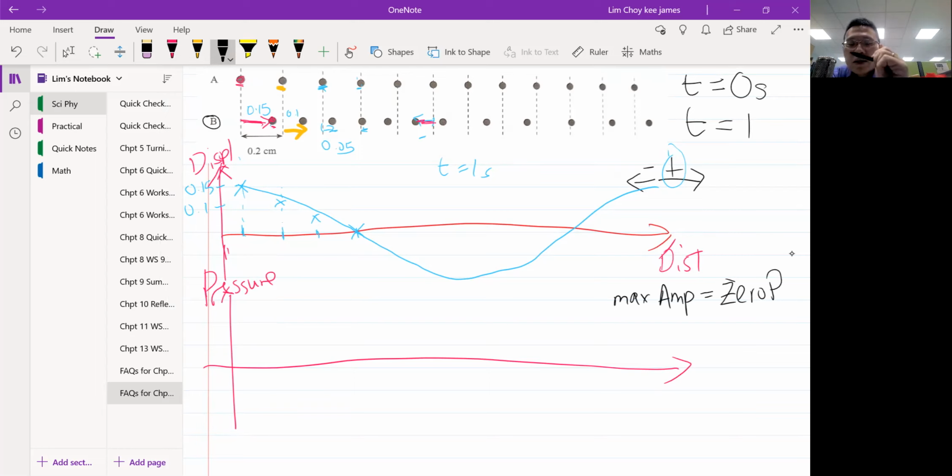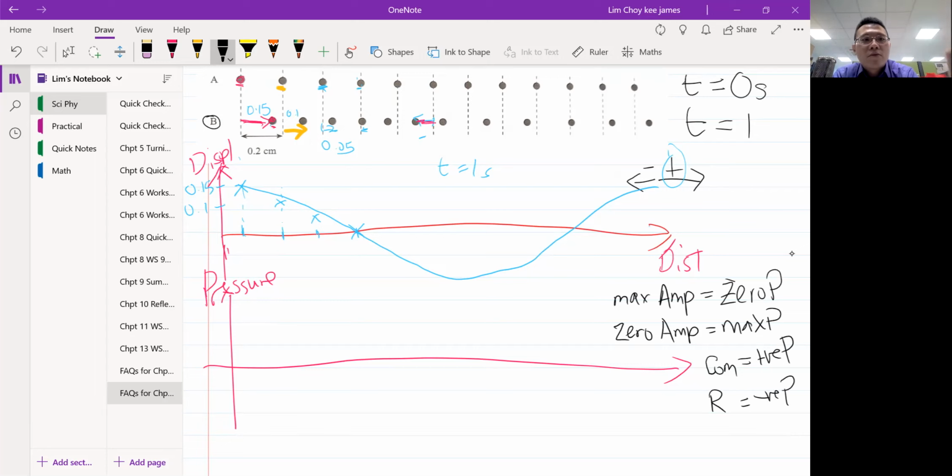Okay, but on the other hand, the object with the least displacement, I would say zero amplitude, zero motion, the pressure will be the maximum. And the third thing you have to remember is that by convention, we take compressions as positive pressure, rarefaction as negative pressure.